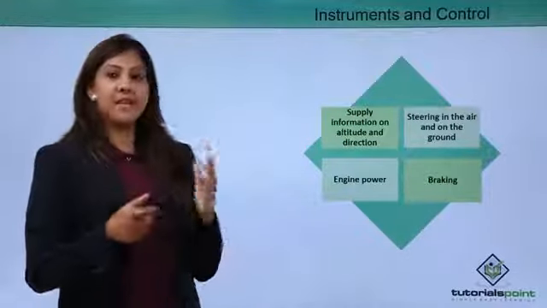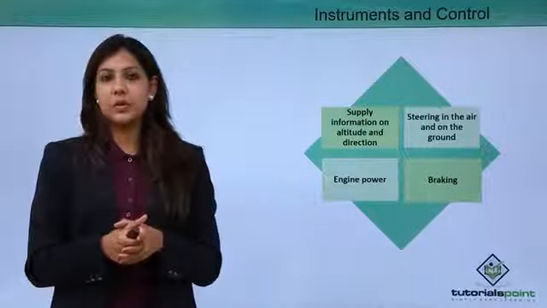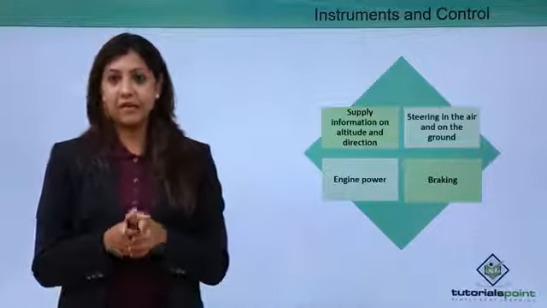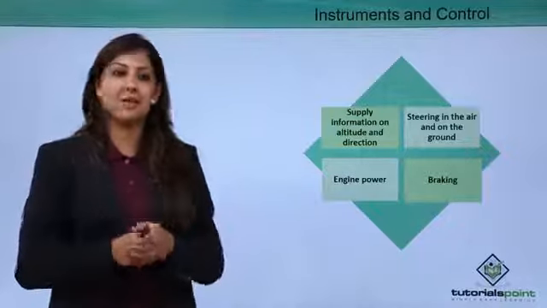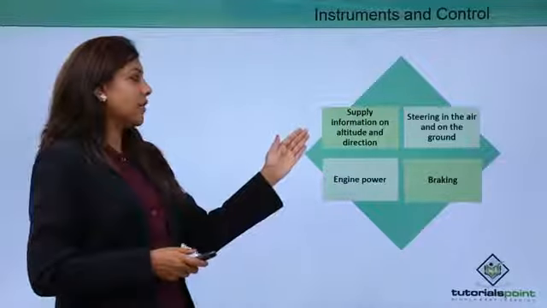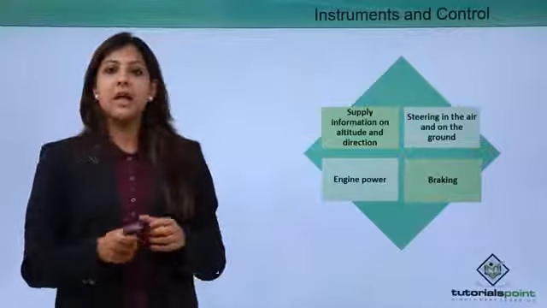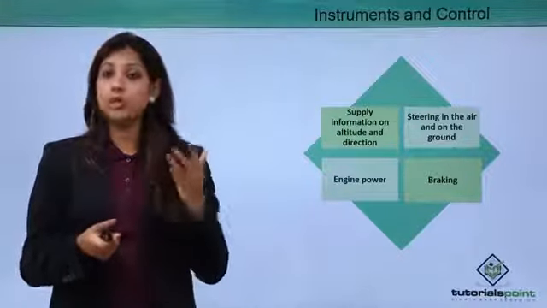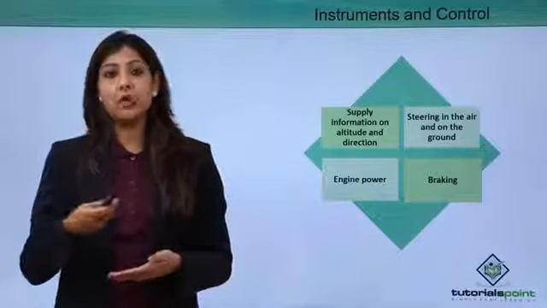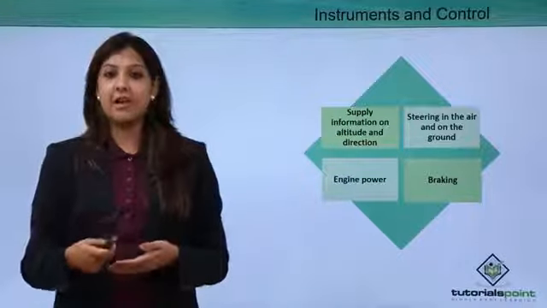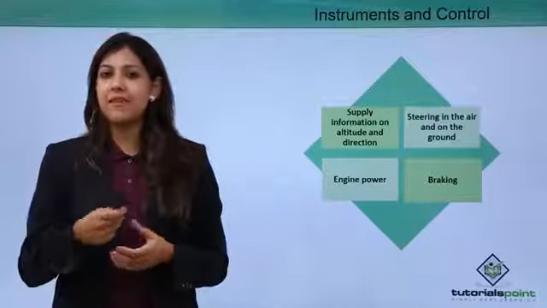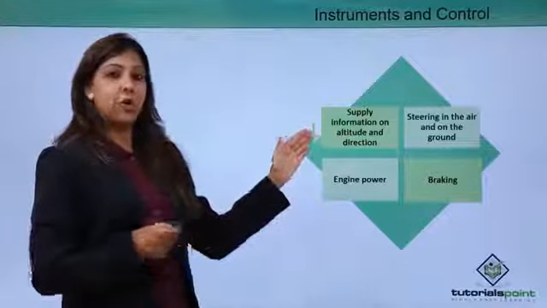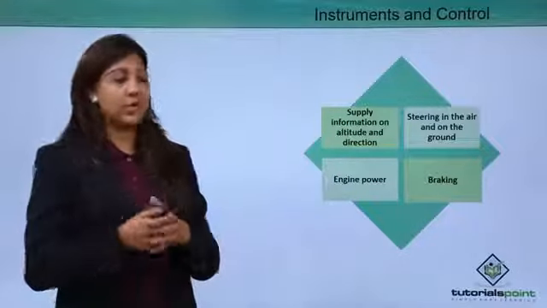Talking about the instruments and control. Now the instruments and control are most likely located inside the cockpit or the flight deck. This is for the use of the pilot as well as the co-pilot. So you have supply information on the altitude and the direction. This particular instrument provides the pilot with information on what altitude they are at, how far above the ground they are, how many feet, 30,000 feet or 15,000 or 10,000 feet above the mean sea level. So it also gives a direction of north, south, east or west to the pilot.